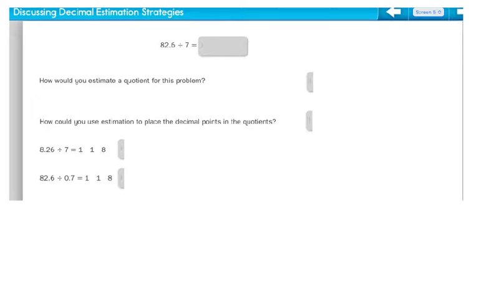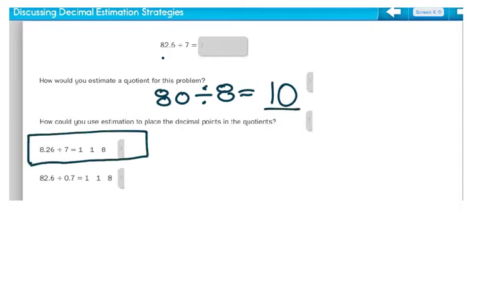How would you estimate 82 and 6/10 divided by 7? Well, I could just say 80 divided by 8. I can easily do that in my head. What's 80 divided into 8 equal groups? 10 per group. So, where would you put the decimal point if we know our answer should be close to 10? Write it on your whiteboard. Well, if I put the decimal point after the 11, that's pretty close to 10.